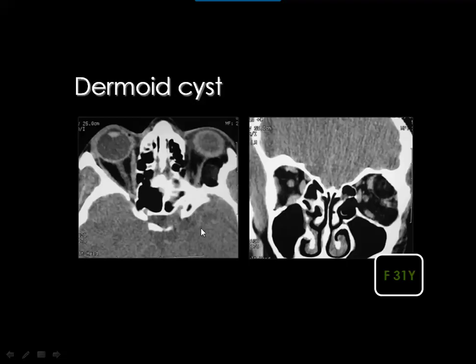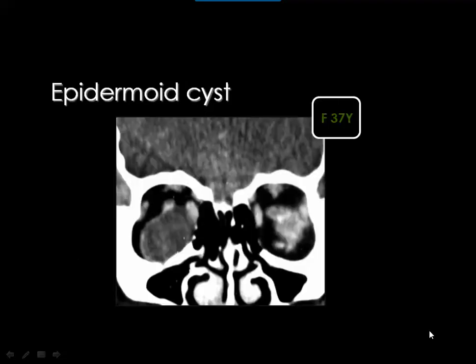Then this is also a good example of a fat containing lesion within the left orbit, and you see this is the lesion displacing the superior rectus and the lateral rectus muscle, representing an intraorbital dermoid cyst.